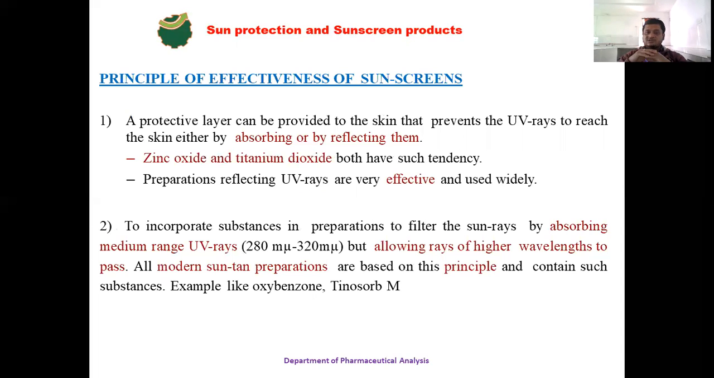Okay, the second one is a certain substance like oxybenzone. It will be present in your sunscreen product. Once you apply a sunscreen product having oxybenzone, the UV rays, mainly the medium wavelength rays, will be absorbed by that oxybenzone or by this sunscreen product, and it will allow the higher wavelength to pass into the skin.